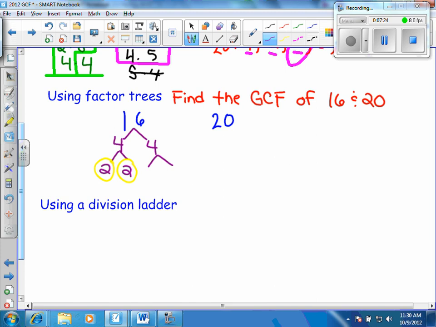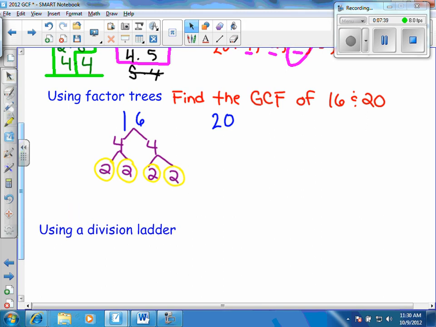Right, and how about here? And then I did 5 times 4 is 20. So these are also 2's. So first he's just getting his prime factors. And then he does a similar thing with the 20.